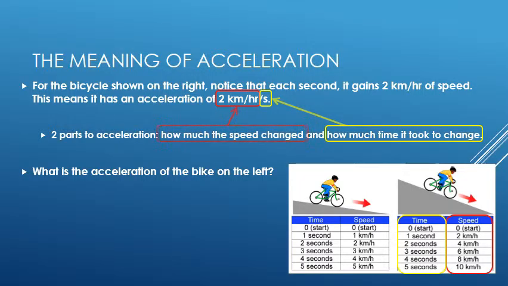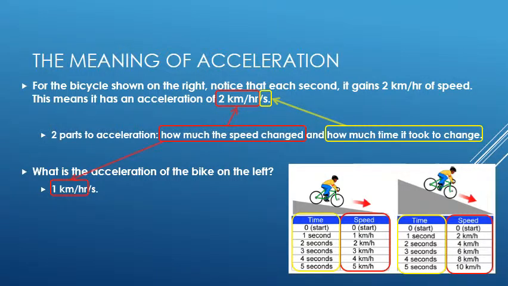Once again, we have two parts. Let's look at how much the speed changed, and then how much time it took. The left column tells us time, and it's going by in 1 second increments. We can see that every 1 second it is gaining 1 kilometer per hour. So this bike has an acceleration of 1 kilometer per hour per second.